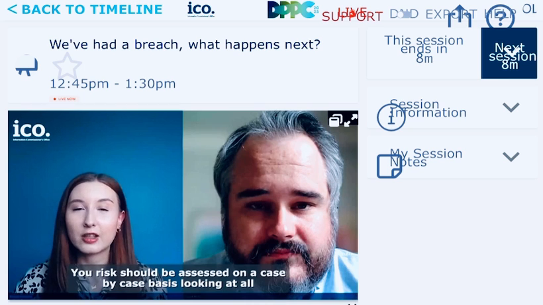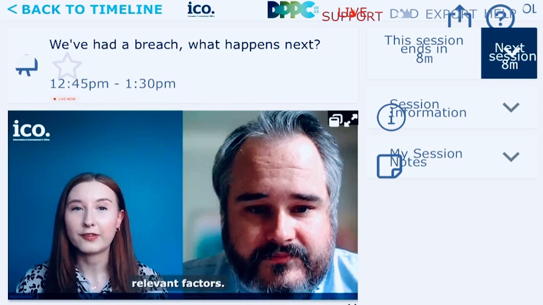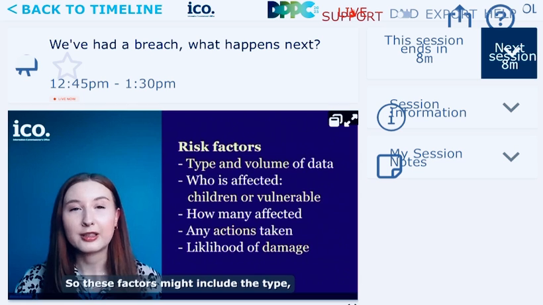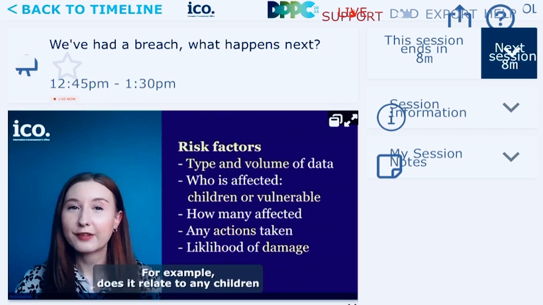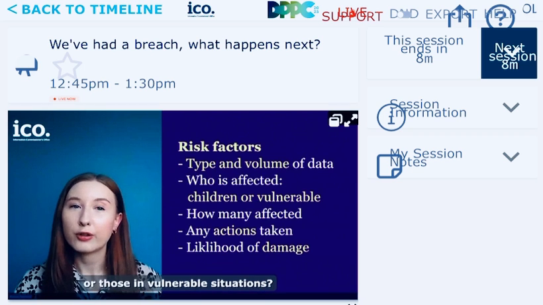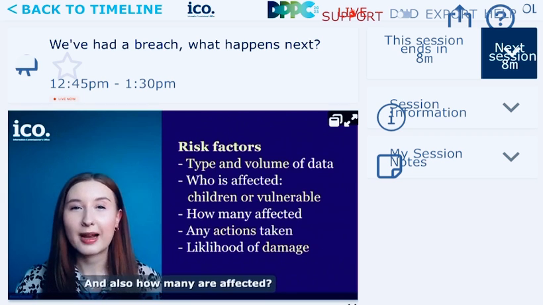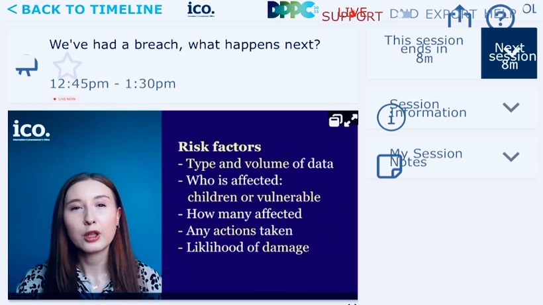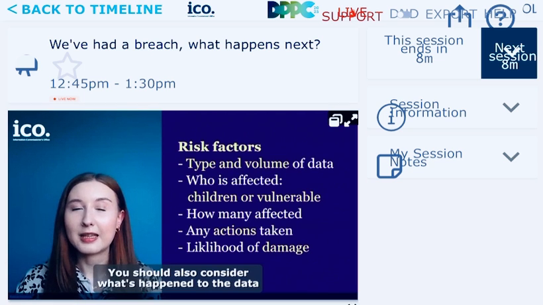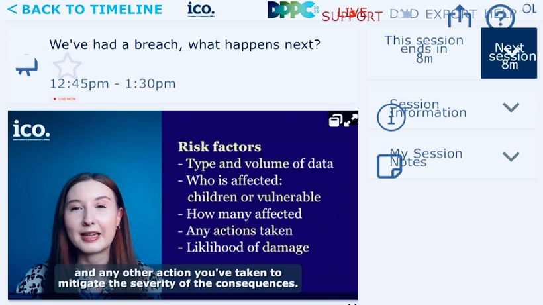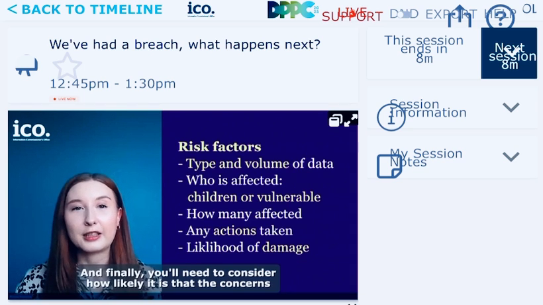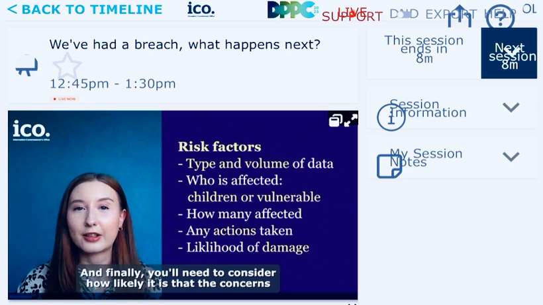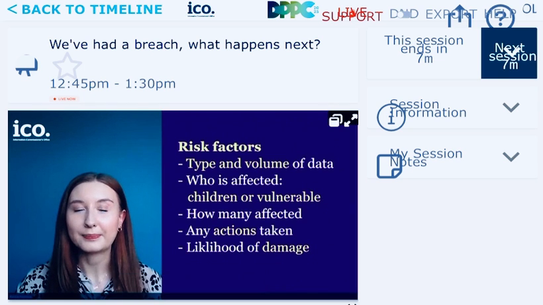Your risk should be assessed on a case-by-case basis, looking at all relevant factors. So these factors might include the type, sensitivity, and volume of personal data affected. Who's affected? For example, does it relate to any children or those in vulnerable situations? And also how many are affected. You should also consider what's happened to the data and any other action you've taken to mitigate the severity of the consequences. So, for example, any support that you've provided to the affected individuals. And finally, you'll need to consider how likely it is that the concerns you've identified might arise.